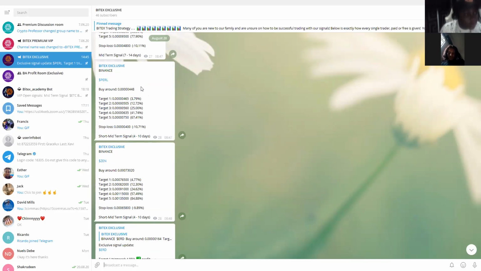The pair is trying to tell us that from 448 to earn 3%. Now the target one is 4365, right? 4365. Now from 448 to 465 is how many satoshi? 20.